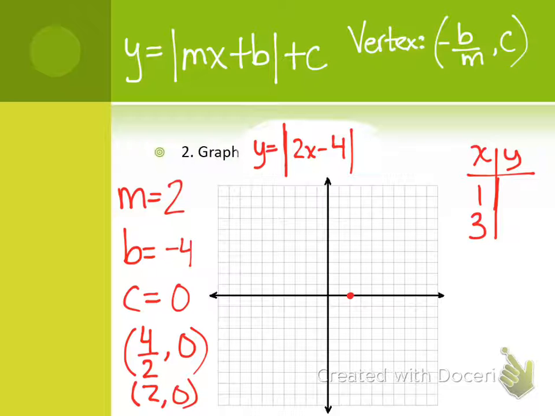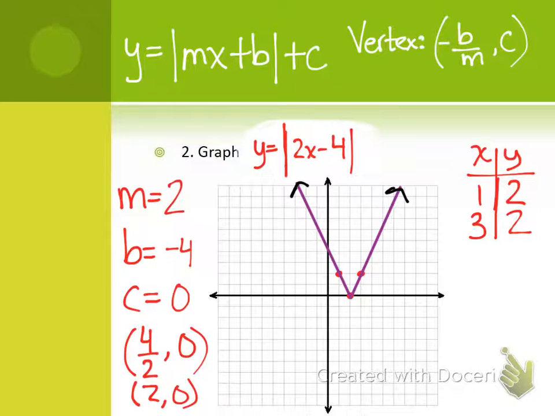and that's not the case. Okay. So if we plug in 1, what is 1 times 2? 2. 2 minus 4. -2. Absolute value of -2 is? 2. Now, we might start noticing a pattern here. If we plug in 3, 3 times 2? 6. Minus 4. 2. Absolute value of 2? 2. Interesting. So I'm going to plot those points, 1, 2, and 3, 2.